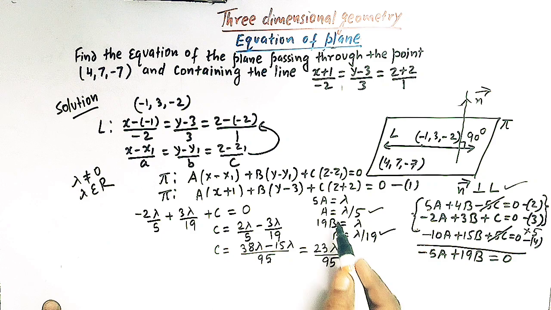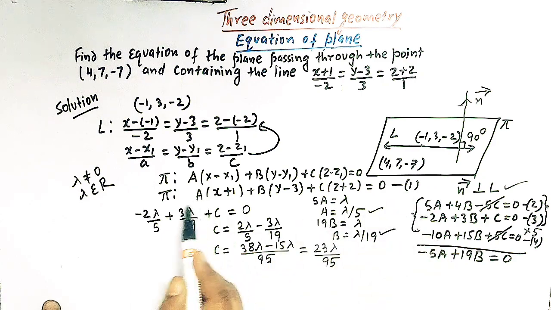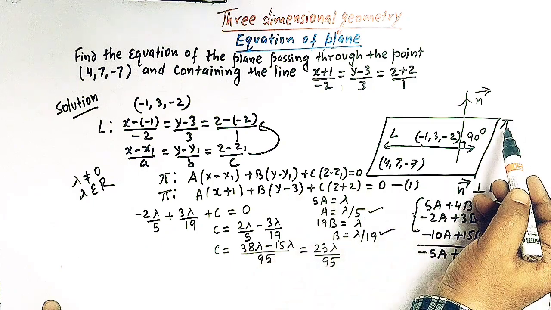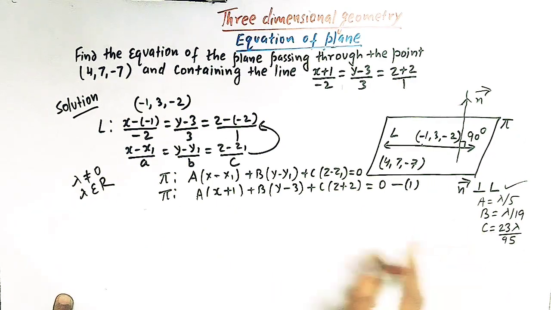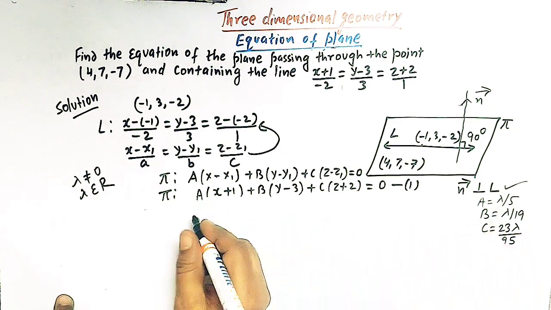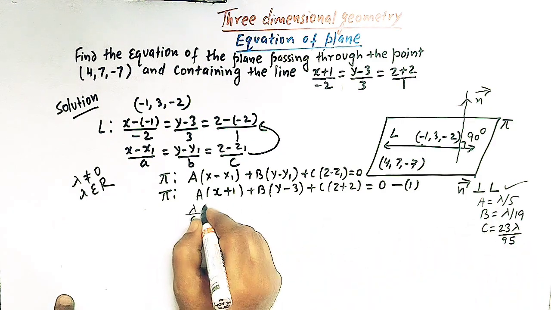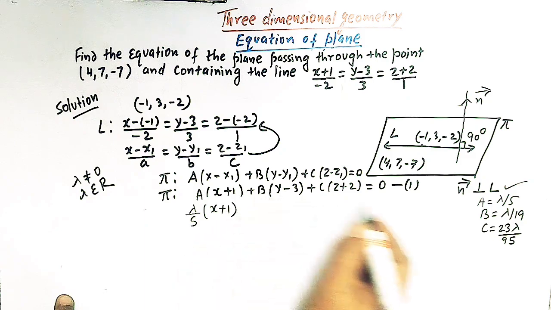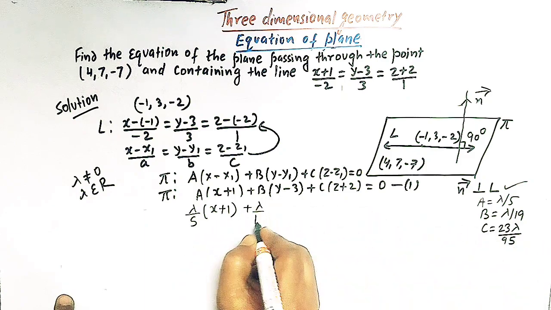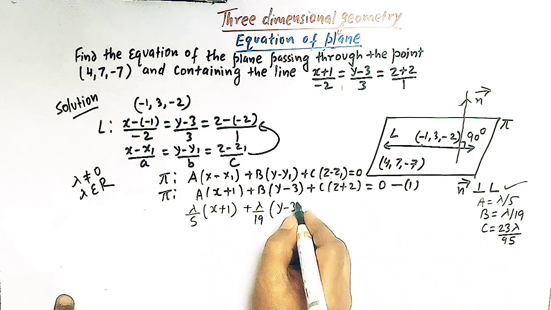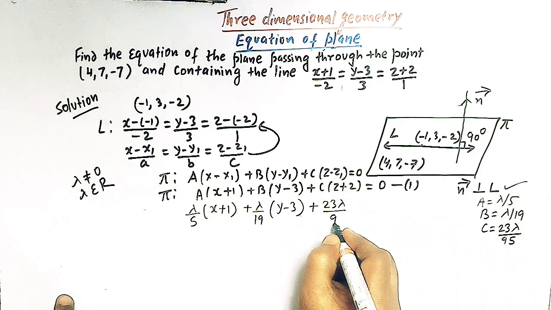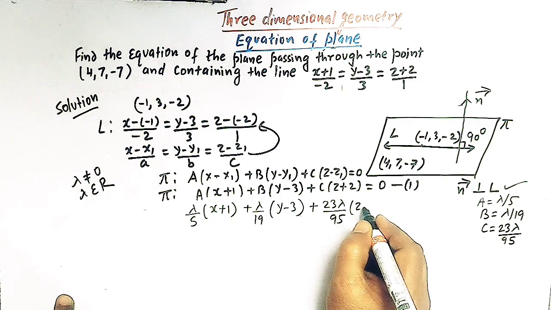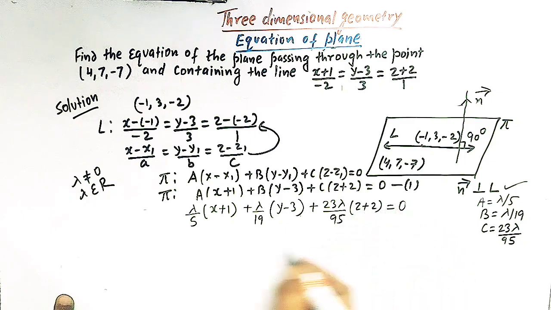So now let us substitute the values of a, b, c in equation 1 to get the equation of this plane pi. So now we have here a is lambda over 5, then we have x plus 1, b is lambda over 19, and y minus 3, and then c is 23 lambda over 95, and here z plus 2 is equal to 0.